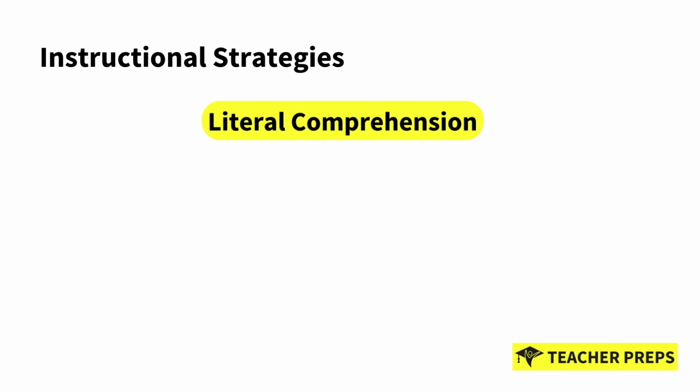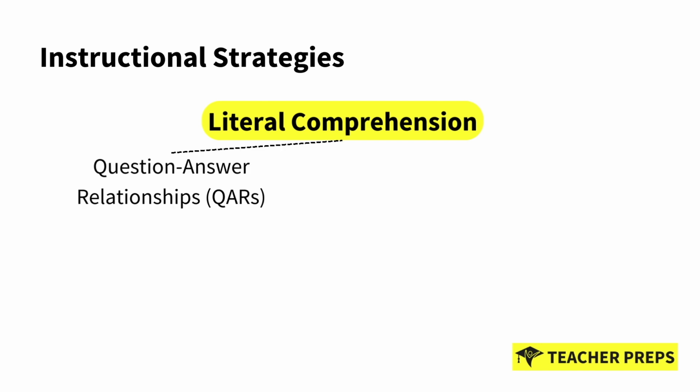Next, for your exam, you're also going to have to know instructional strategies to teach literal comprehension. First, there's a strategy called question-answer relationships. This strategy divides comprehension questions into 2 main categories. First is called right there. The answers to these questions are easily found in the text, typically within a single identifiable sentence. And the second type of question is called think and search. The answers to these questions are found in the text, but requires connecting information from different sections.